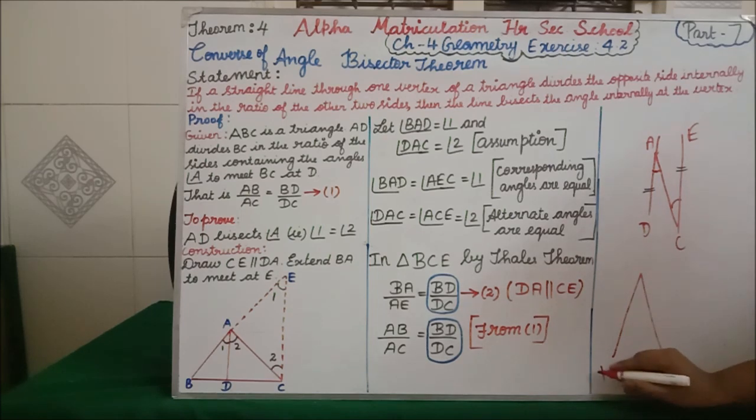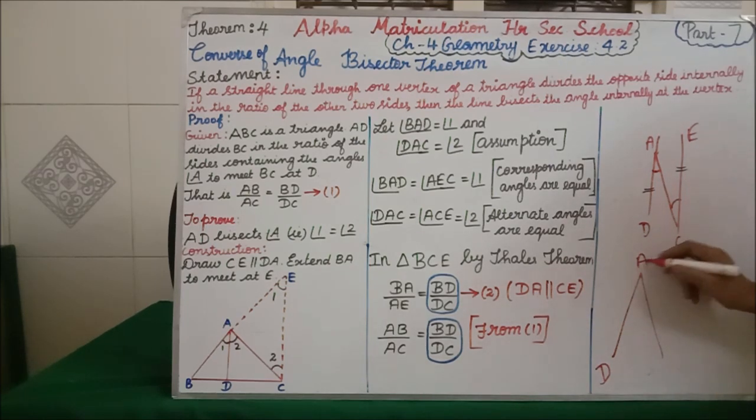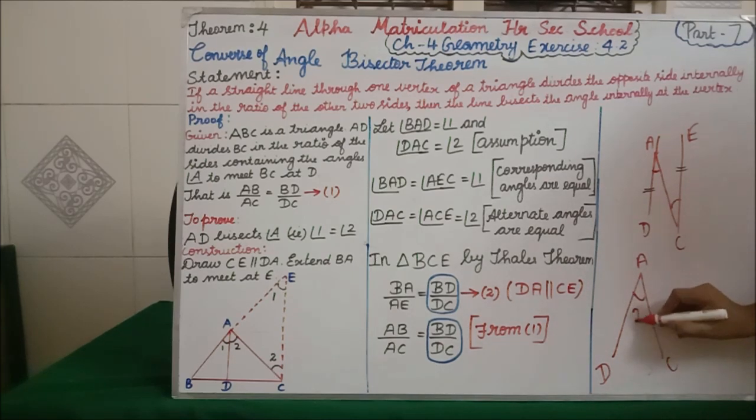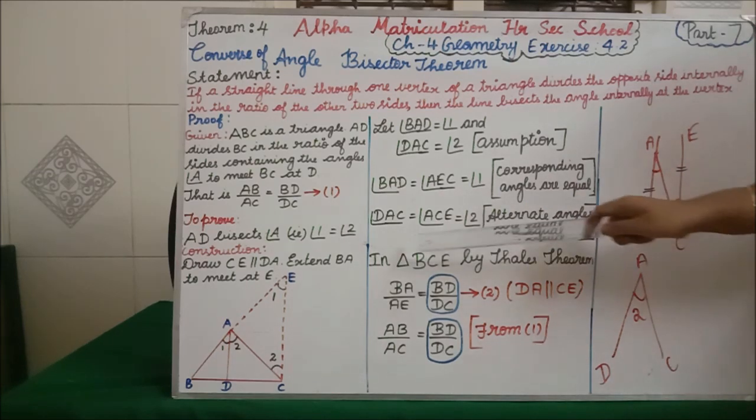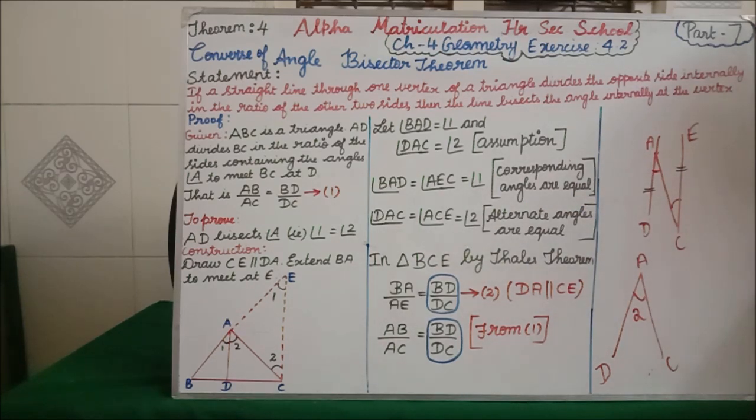So this angle ADC. Here we have D, and here we have AC. So DAC, this angle we have marked as 2. Now I am saying DAC is equal to, see all of you here, from here we are writing AEC. See, one angle is up, another angle is down. So this is alternative angle. Here ACE.